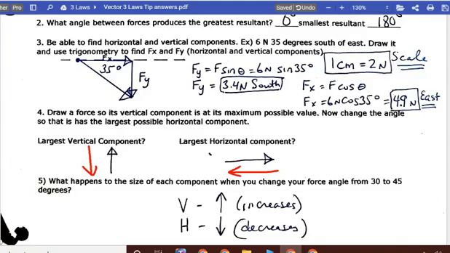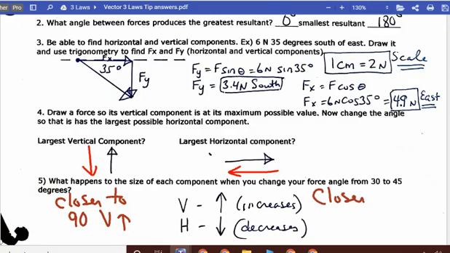Class, is that good, girls? Number 4 is good? Classic regions question. What happens to the size of each component when you go from 30 to 45? The vertical will go up and the horizontal will go down. Why? Let's add this. When I get closer to 90, the vertical goes up. If I go closer to 0 degrees, the horizontal goes up, because 0 degrees is all flat and horizontal.